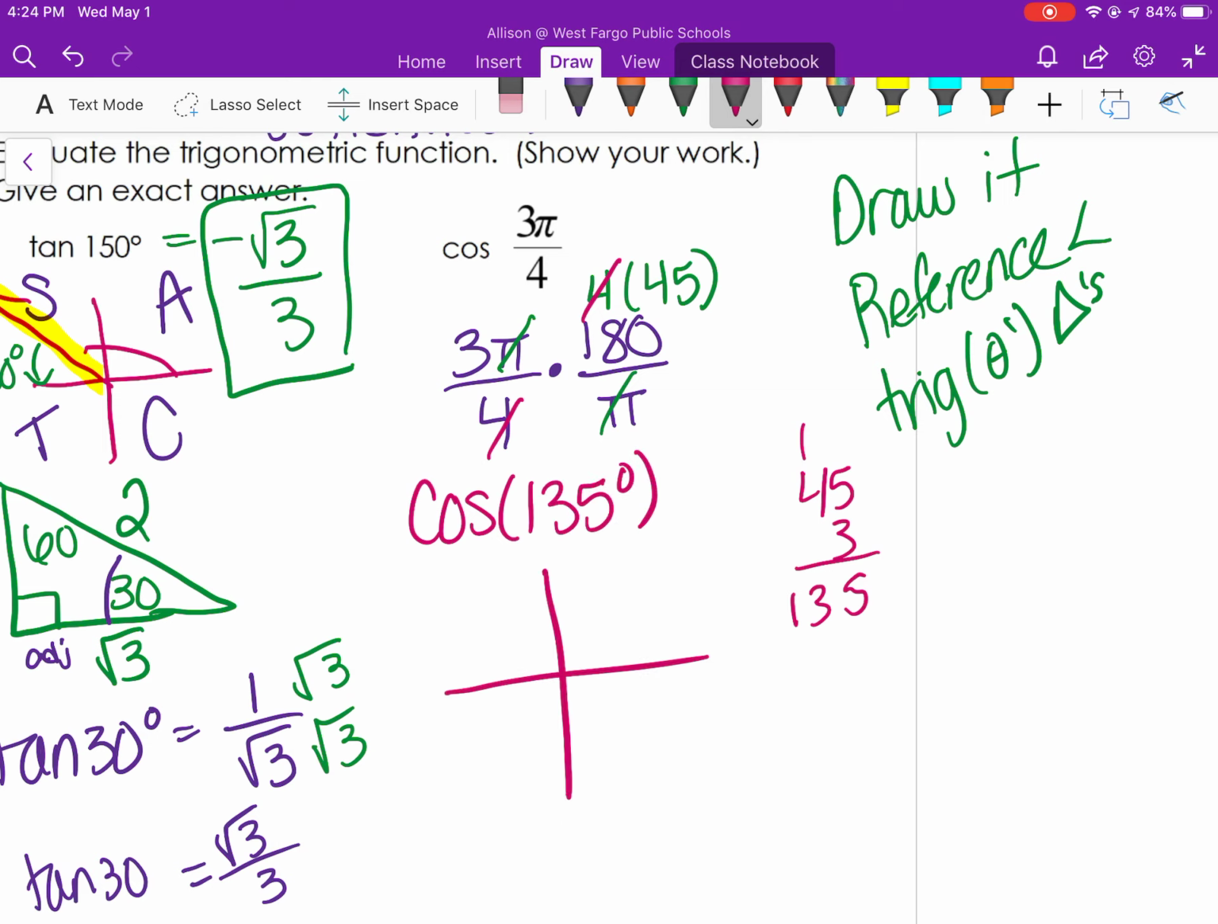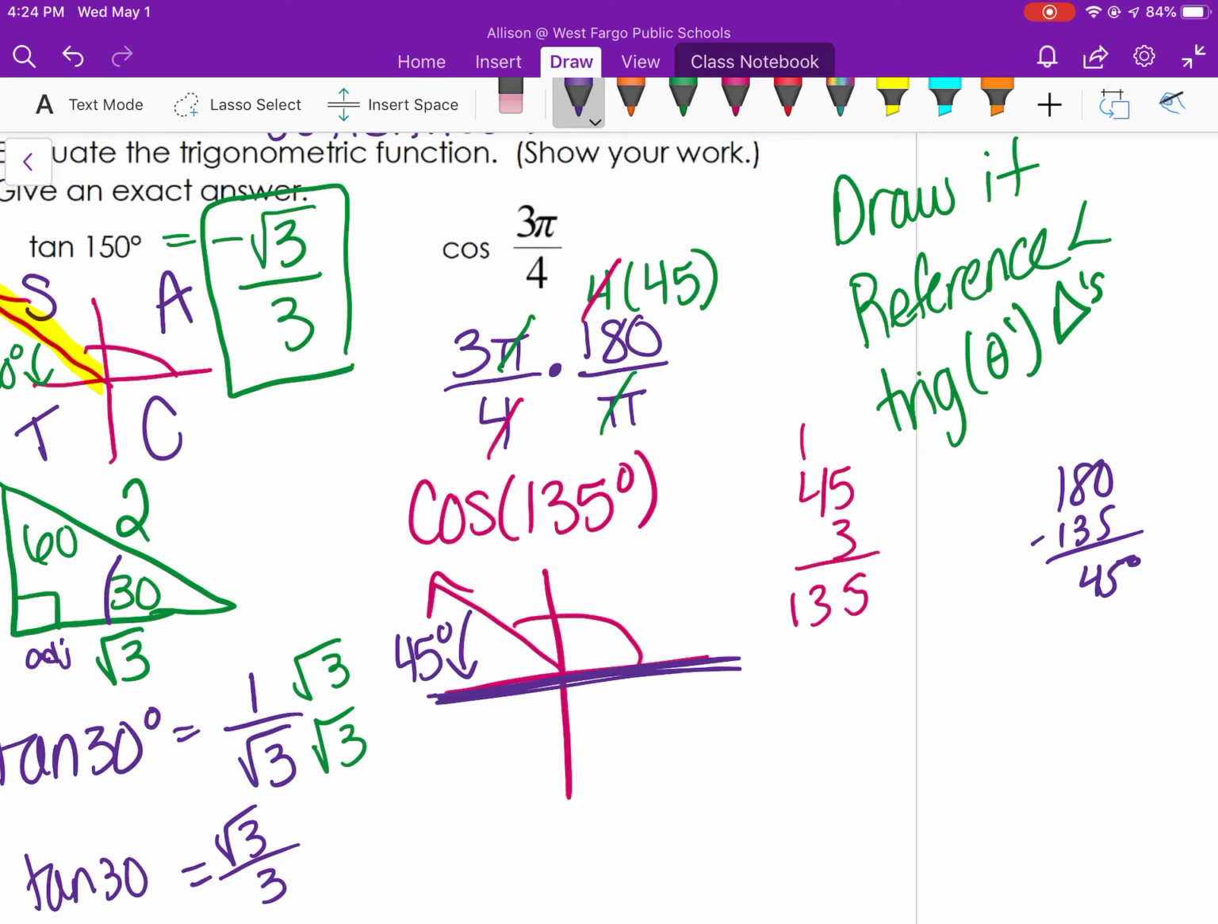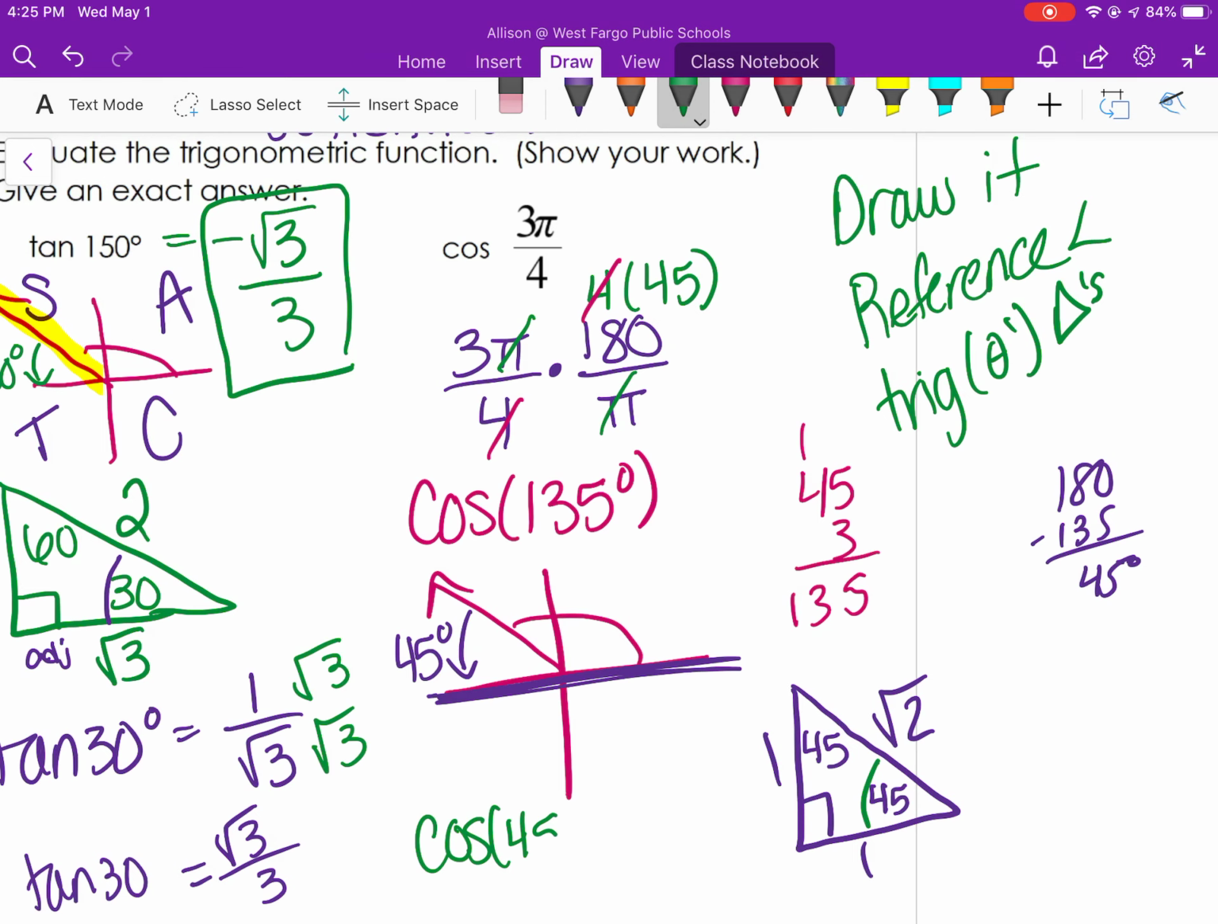So now I'm at my first step, draw it. Second step, find the reference angle with the terminal side and the x-axis. So that is 45 degrees because 135 plus 45 makes a straight line and 180. So you could take 180 minus 135 to get 45 degree reference angle. Since it's 45 degree reference angle, I need the 45, 45, 90 triangle this time, which is 1, 1, square root of 2. You can use either 45 degree angle, doesn't matter, but you want the cosine of 45 degrees.